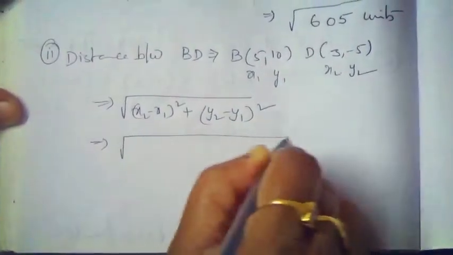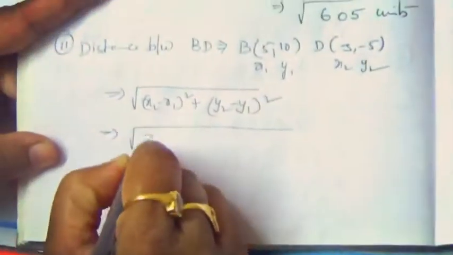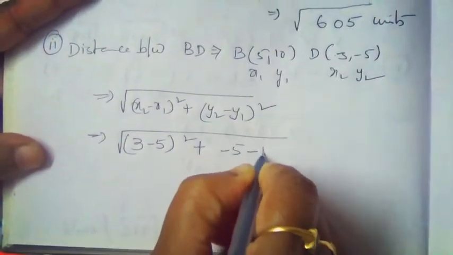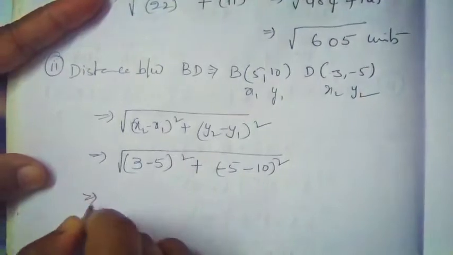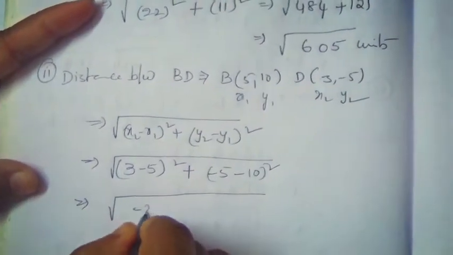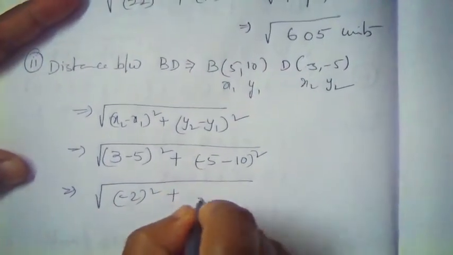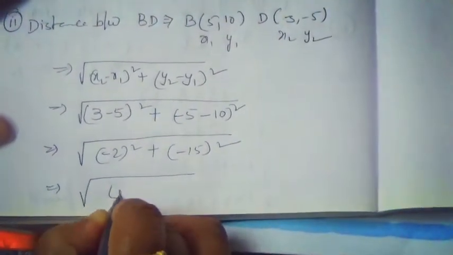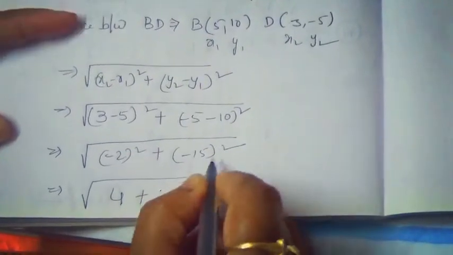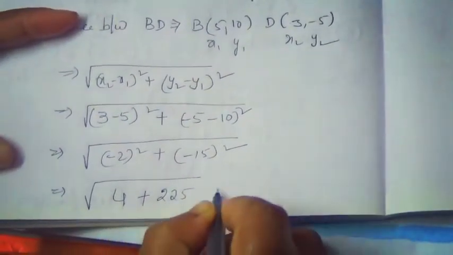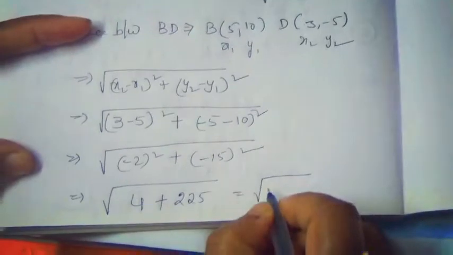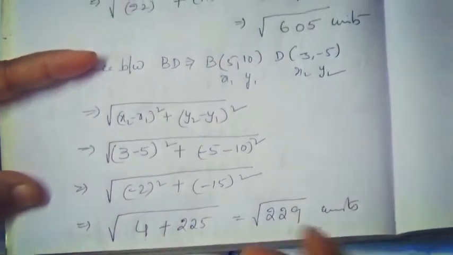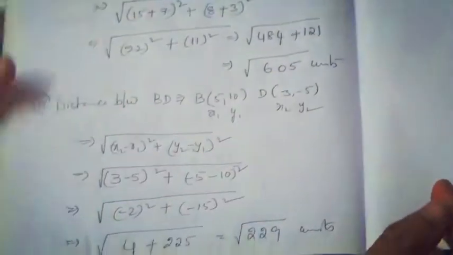That implies square root of 3 minus 5 whole square plus minus 5 minus 10 whole square. That implies square root of minus 2 whole square plus minus 15 whole square. That implies square root of 4 plus 15 square means 225. By adding these two you will get square root of 229 units. Are the diagonals the same? No, these two are different.